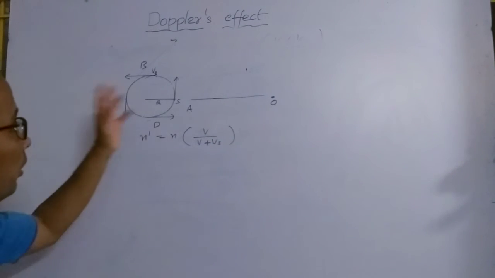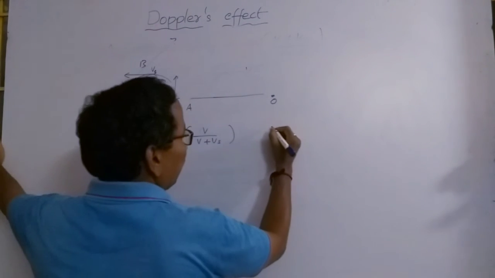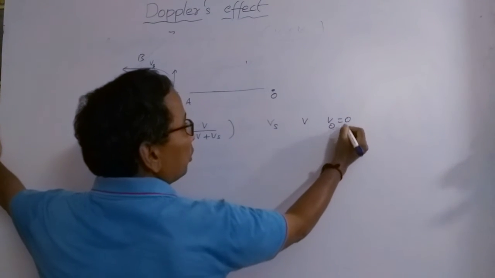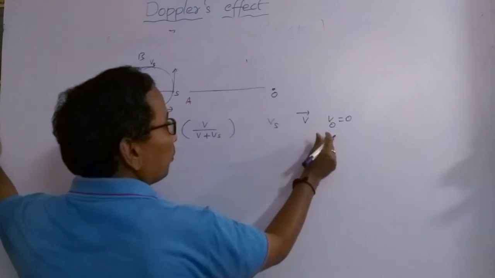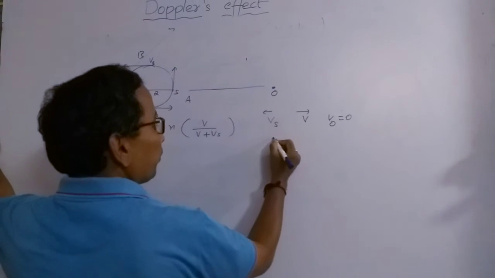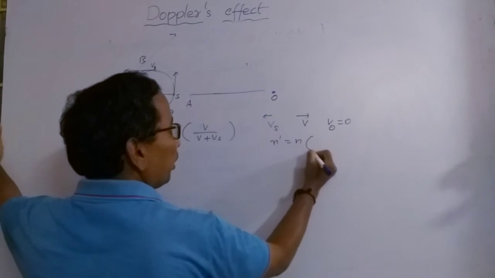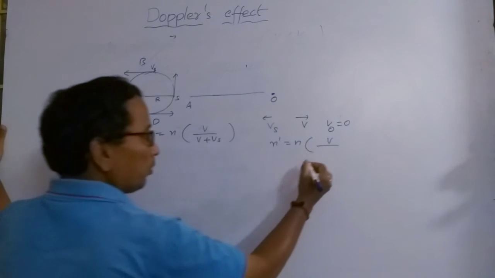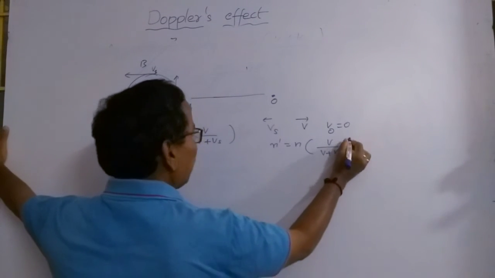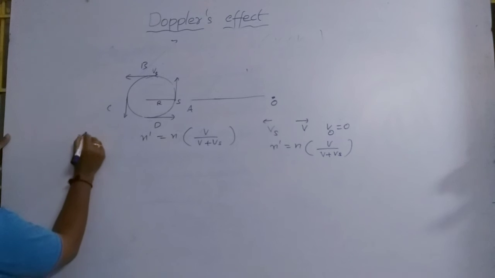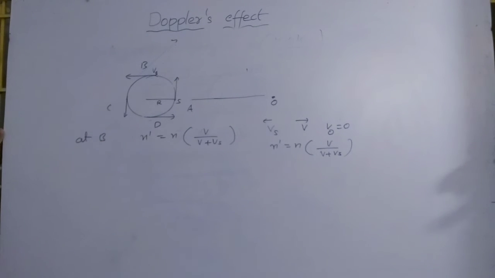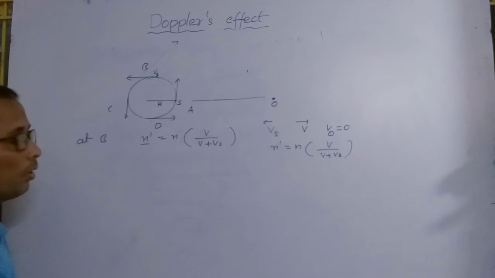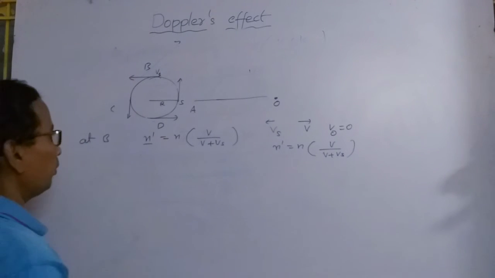So you can write it separately. Here Vs, and V naught is 0, since the observer is at rest. The velocity is directed from source to the observer, and it is moving away. Then n dash is equal to n into V by V plus Vs, because opposite direction means plus. That's why V plus Vs, at B. This is the minimum frequency, where n dash is the minimum frequency heard by the observer.